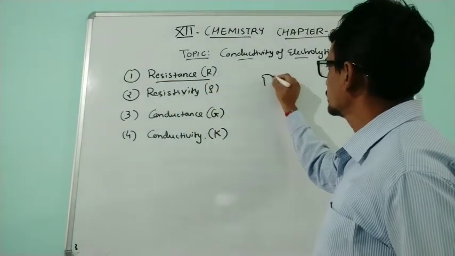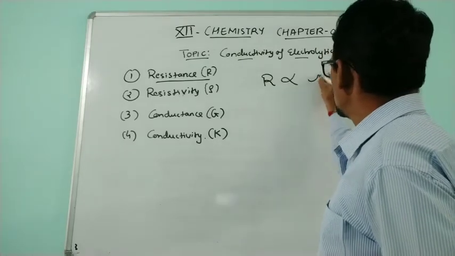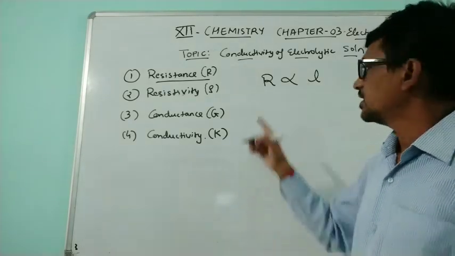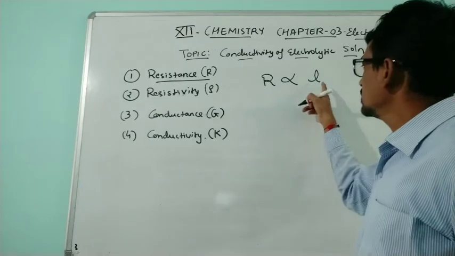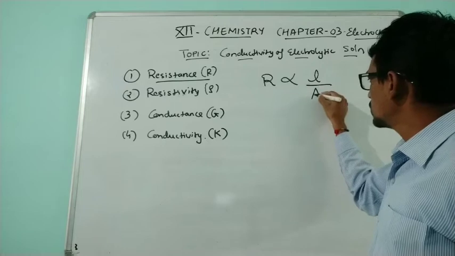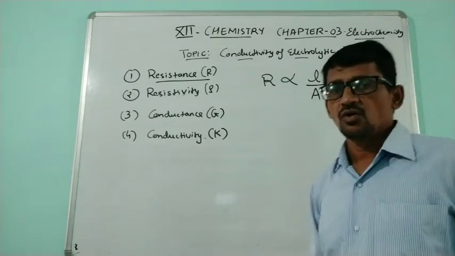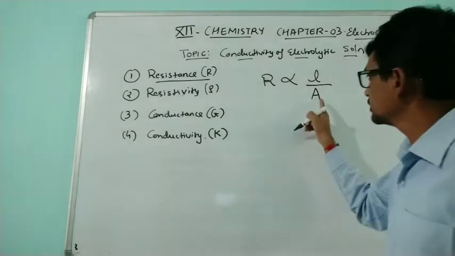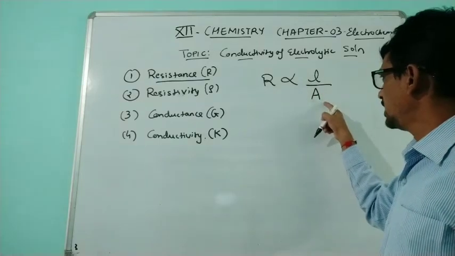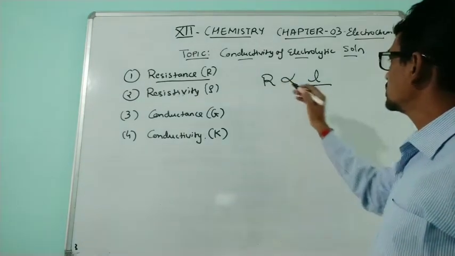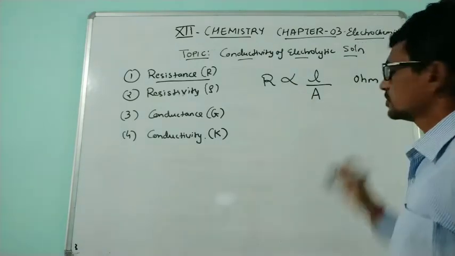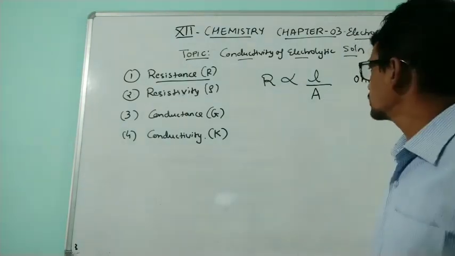Resistance is directly proportional to the length of the wire. In terms of physics, if the wire is long, then its resistance is more. So resistance is directly proportional to the length of the wire and inversely proportional to the cross-sectional area of the wire, that is, the thickness of the wire. Therefore, resistance is directly proportional to L by A. Resistance we measure in ohms.